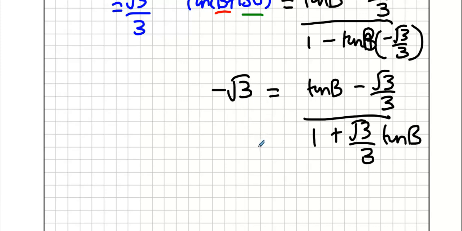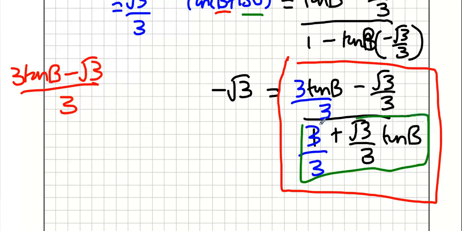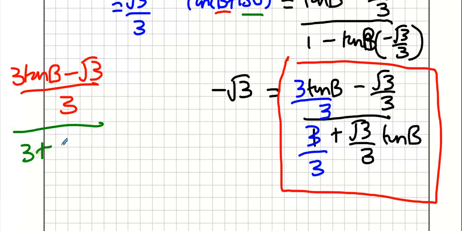And I think this is probably the more difficult method of the two. What I'm going to do is give everything a common denominator. You're going to have 3 and 3 here to make the 3 on top, and 3 over 3 as well. Now ignoring the left-hand side, I'm just going to concentrate solely on the right-hand side. This is going to turn into 3 tan B minus root 3 all over 3. And the denominator part, which I highlighted in green, is going to be 3 plus root 3 tan B all over 3.